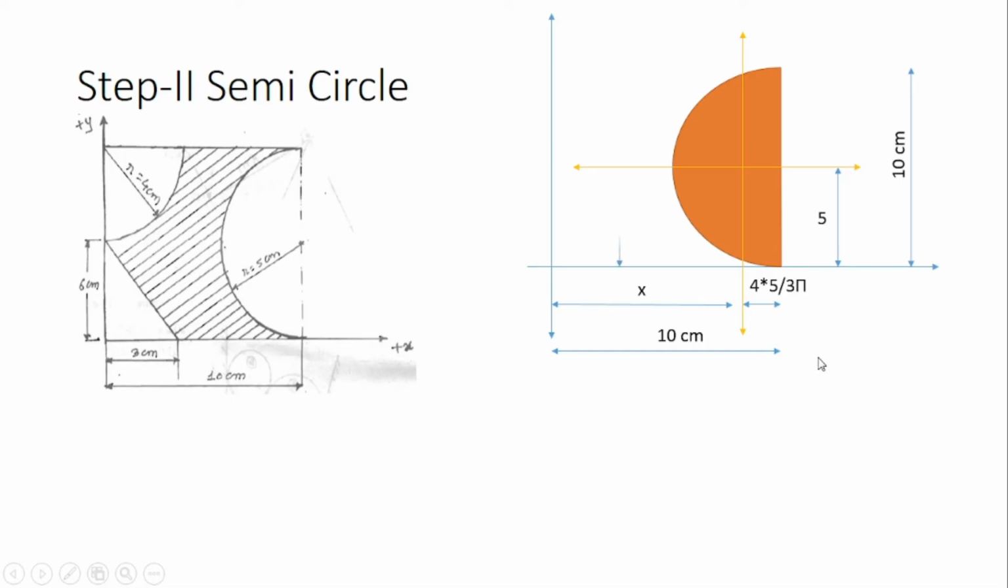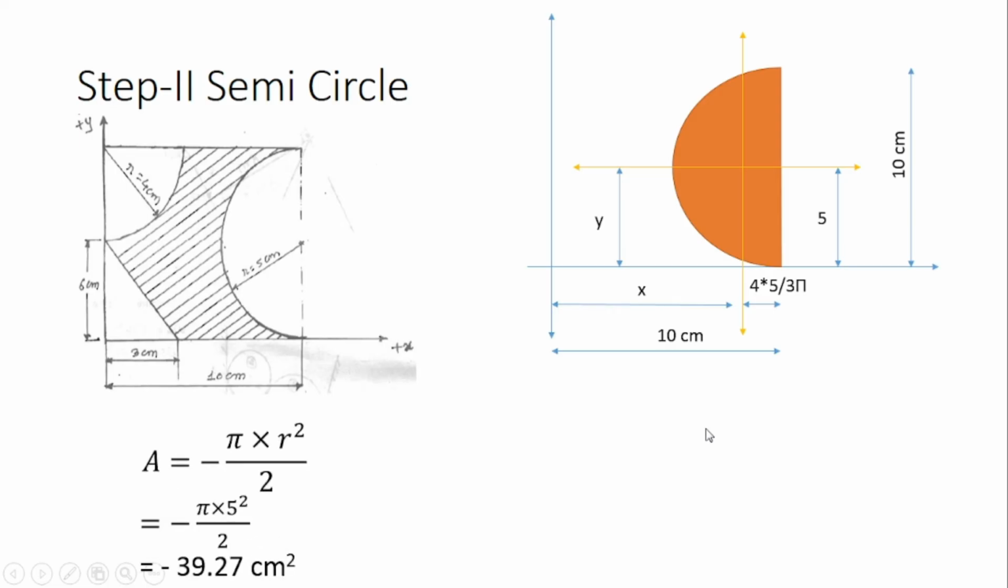Before x bar and y bar, we'll first calculate the area of the semicircle. The area of a semicircle is half of the area of the circle. The area of the circle is equal to pi r square, so it should be divided by 2 for the semicircle. Again we will subtract this area, so a negative sign should be there. So minus pi into 5 square divided by 2. So we'll get the answer equal to minus 39.27. Now we'll find out the y distance. Now y bar is simply the vertical distance between the centroidal axis and the reference axis. So y is equal to 5 centimeter.